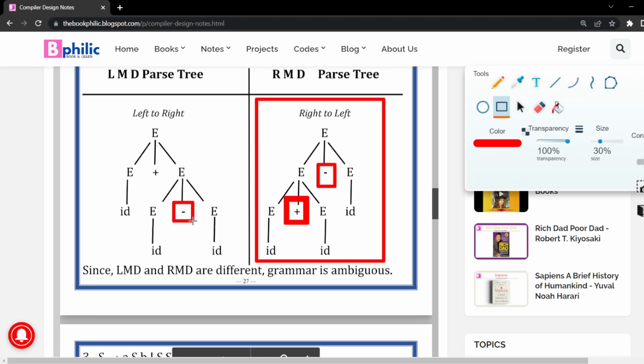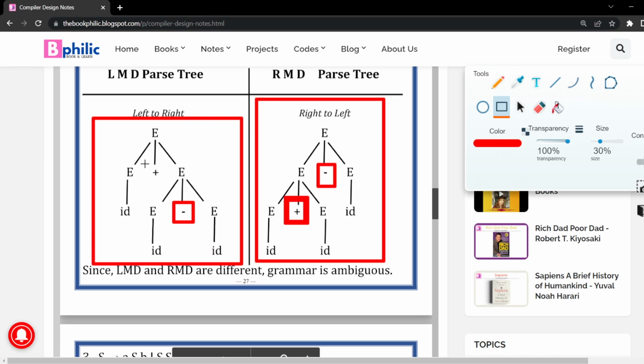In this case, this same minus will get the highest precedence because it has the least position in this parse tree. And in the same parse tree, this plus has the higher position than this minus symbol. That's why this plus will have the least precedence.